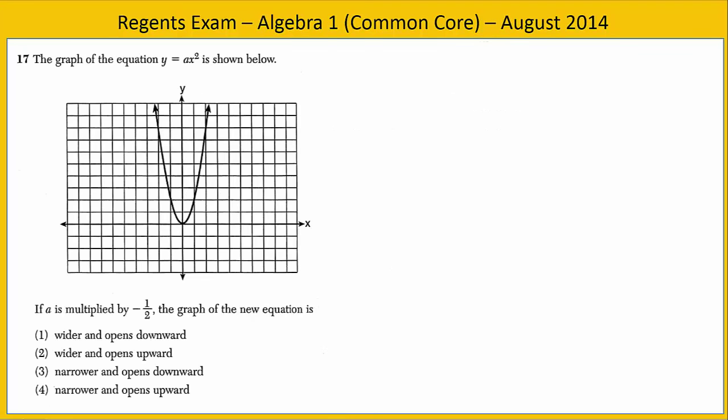In problem 17, we're given the graph of the quadratic equation y equals ax squared. A is the leading coefficient. Remember, the leading coefficient determines whether our quadratic opens upward or downward and how wide it is. They have us multiply the a value, that leading coefficient, by -1/2 and ask what happens to the equation.